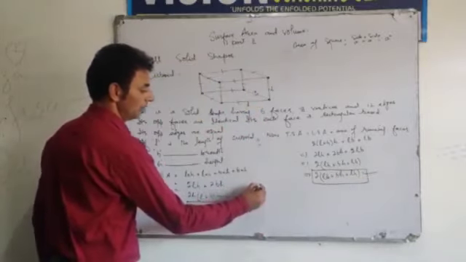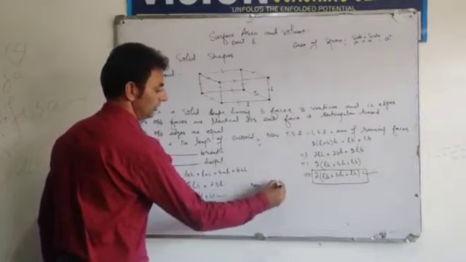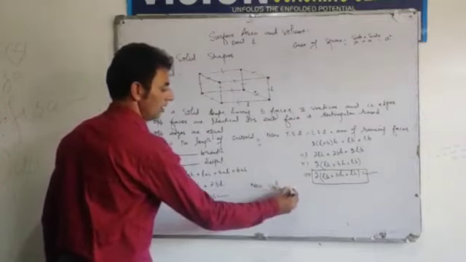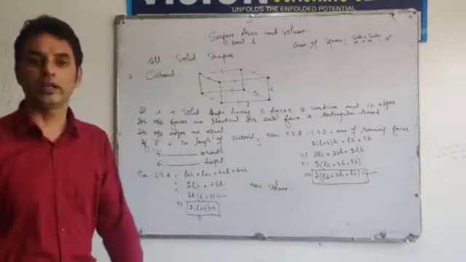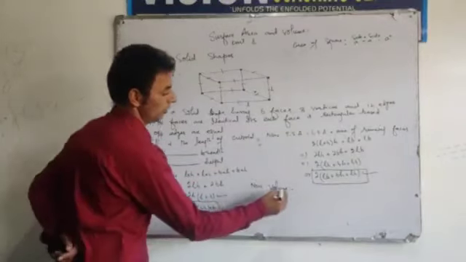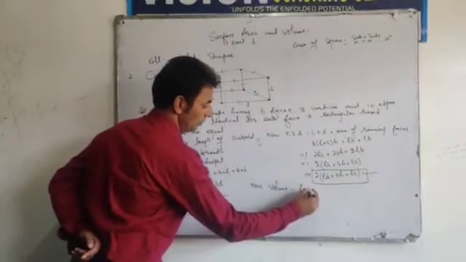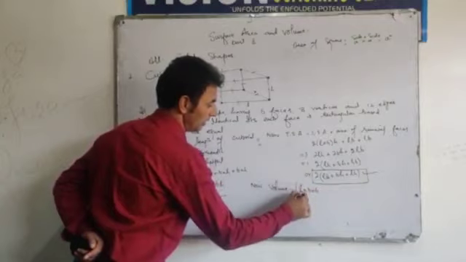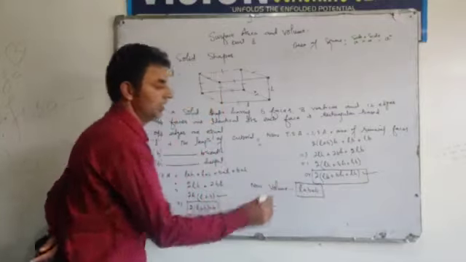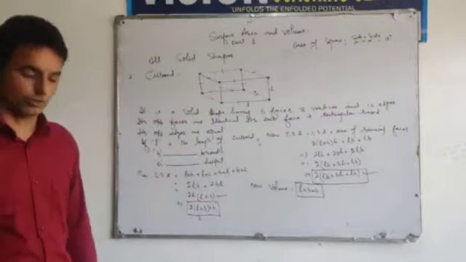Now volume of a cuboid. How can you calculate the volume of a cuboid? Volume is length into breadth into height, the product of all the 3 dimensions of this cuboid.